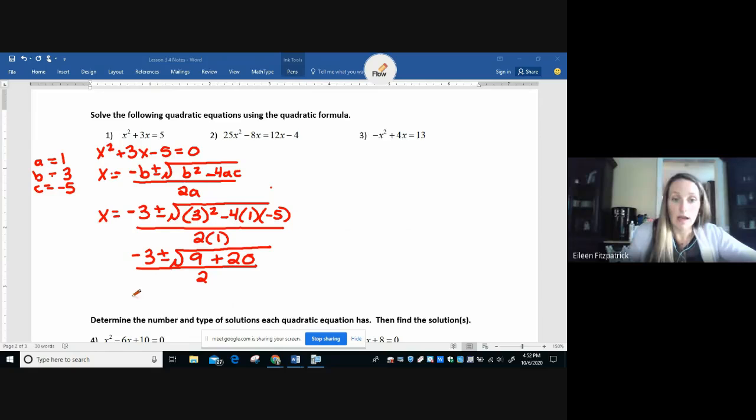Add under the radical, so negative 3 plus or minus the square root of 29 all over 2. If 29 does not have any perfect square factors, which it does not, you are done. That is your answer.